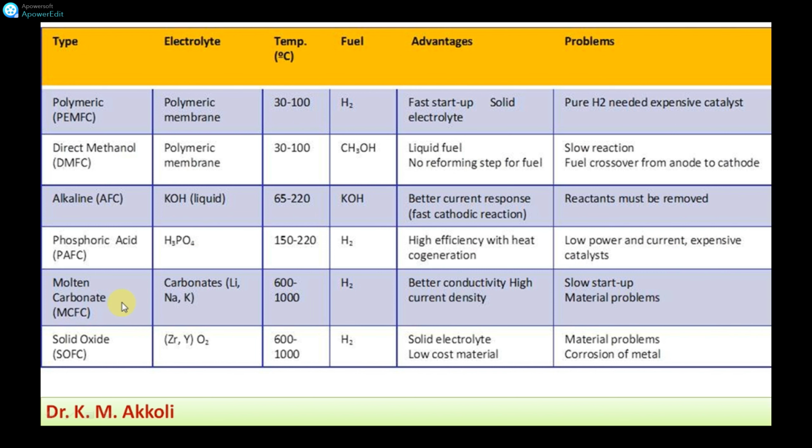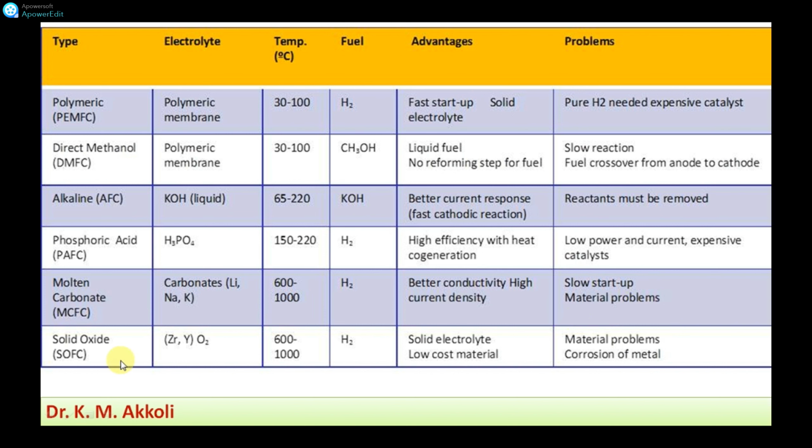The next one is the molten carbonate fuel cell. Carbonates of lithium, sodium, and potassium are used as the electrolyte. The temperature range is high, 600 to 1000 degrees Celsius. Hydrogen fuel is used, with the advantages of better conductivity and high current density. The problems are slow startups and material problems regarding availability and utilization.